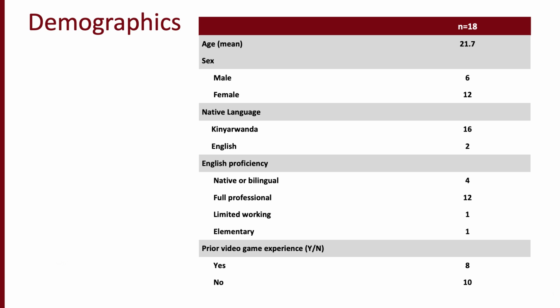For demographics, the mean age for our study was 21.7 years with a female predominance. Native language was predominantly the native language of Rwanda. English proficiency was high, with the majority of students either native, bilingual, or full professional in English. And just under half the students had prior video game experience.